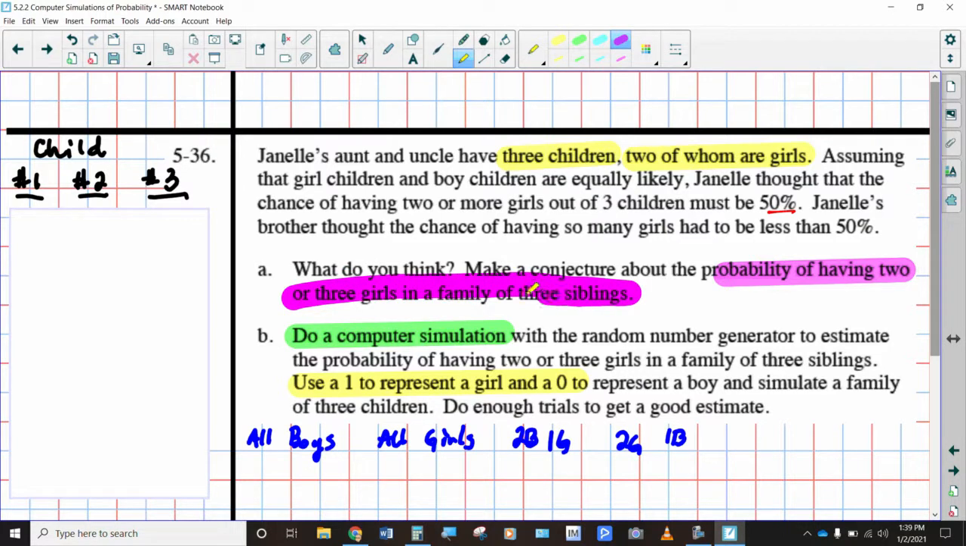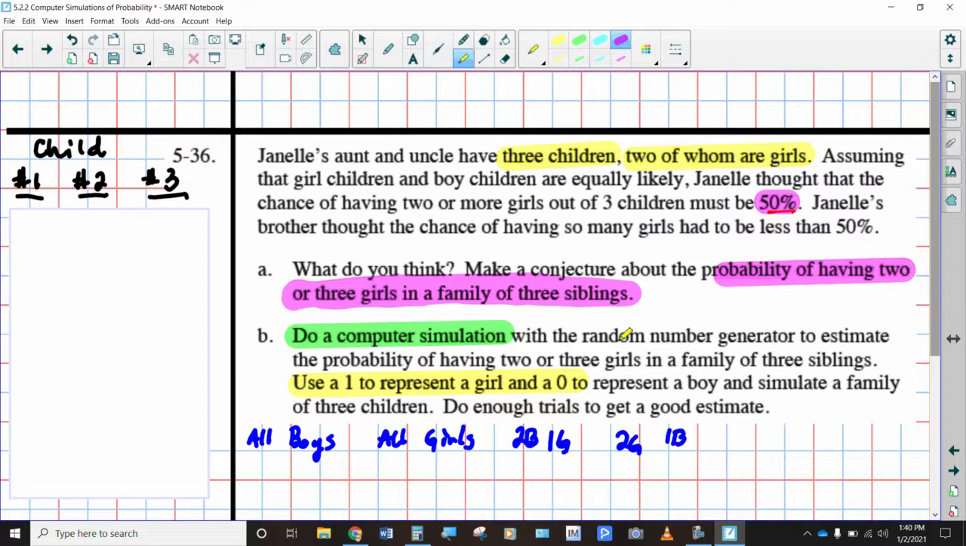What do you think? Now, obviously, because this is video and you're doing it at home, you're not going to be able to share your thoughts with me. So just think about it on your own. Do you agree with Janelle that 50% seems logical? But we're talking about 3 kids, not 2 kids. Does that change it at all? Something to think about.